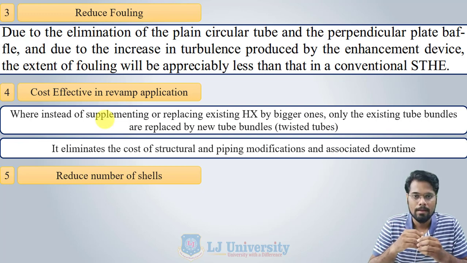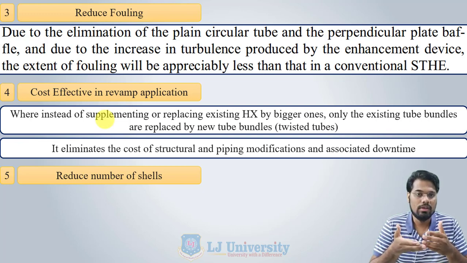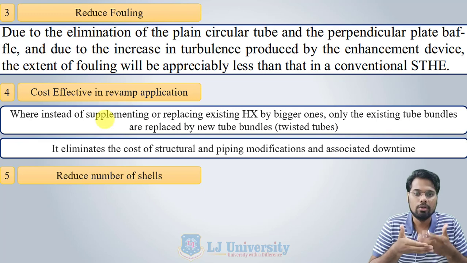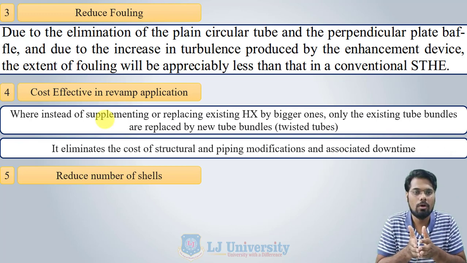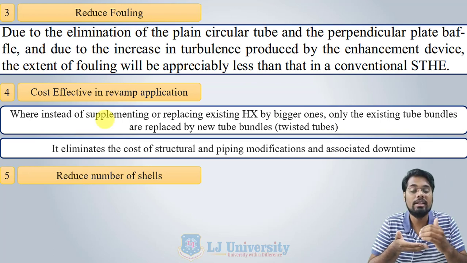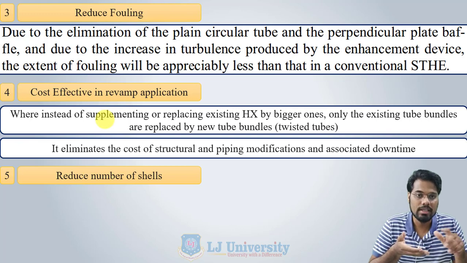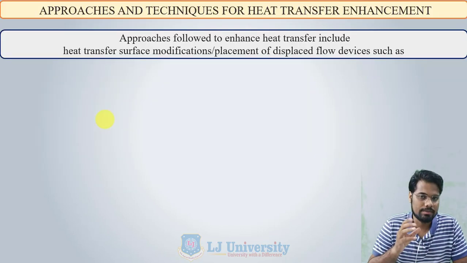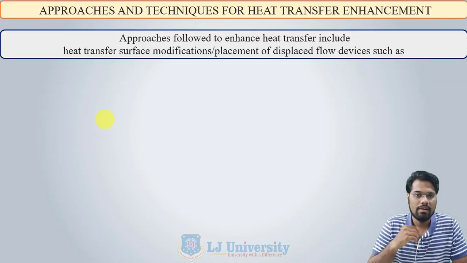the number of shells, because you are going to achieve the desired heat transfer rate with a minimum number of tubes, because the tubes are modified tubes which convert laminar flow of the fluid into turbulent flow, which results in higher heat transfer coefficient. Increasing the value of h, the heat transfer coefficient, will result in higher heat transfer rate. So it reduces the overall number of shells. So these are the advantages of enhancement of heat transfer.